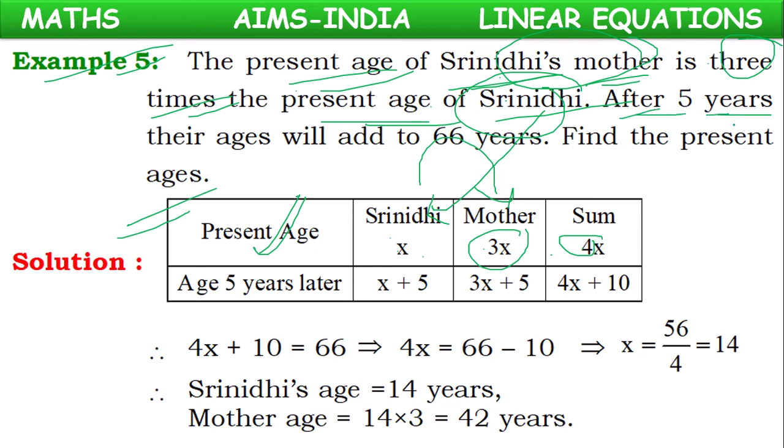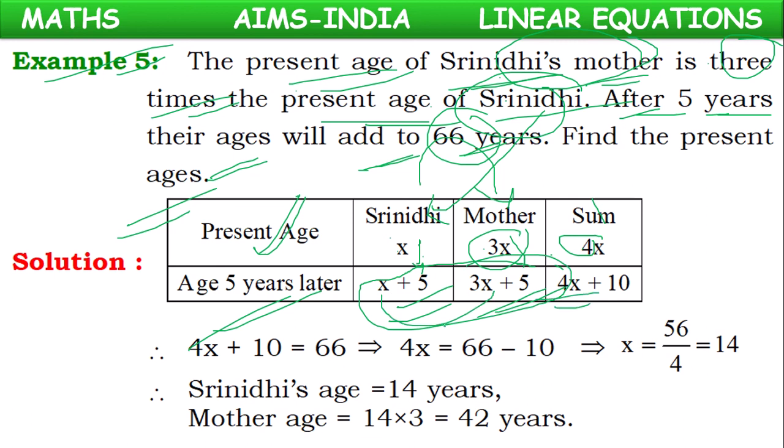So after 5 years, their ages will add to 66 years. But after 5 years, Srinidhi's age will become x plus 5. Mother's age will become 3x plus 5. If we add both, their sum of ages will be x plus 3x, 4x, 5 plus 5, 10. 4x plus 10, which is equal to 66.